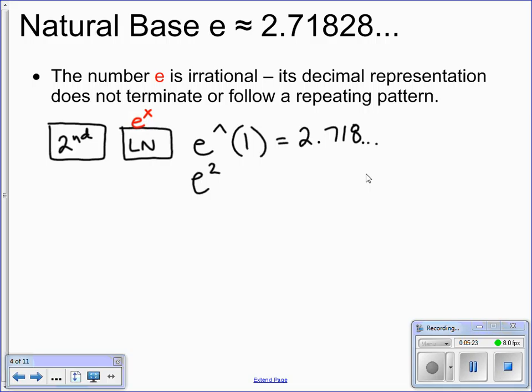Let's do E squared. Can you calculate E squared for me? Let me know if you can't find your E button. I'll come over and help you if you're having any issues. Okay, I'm going to stop at 7.389, and then we'll know if we're on the right track. Anybody not able to get 7.389?